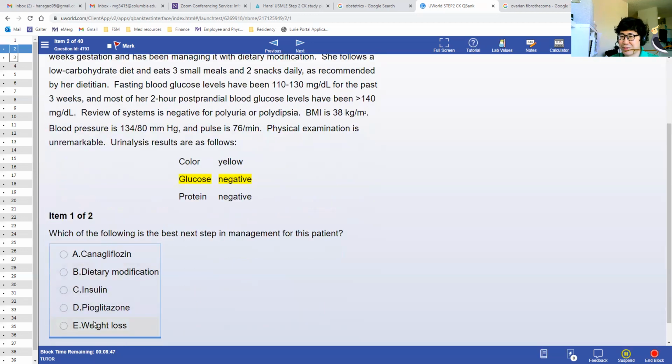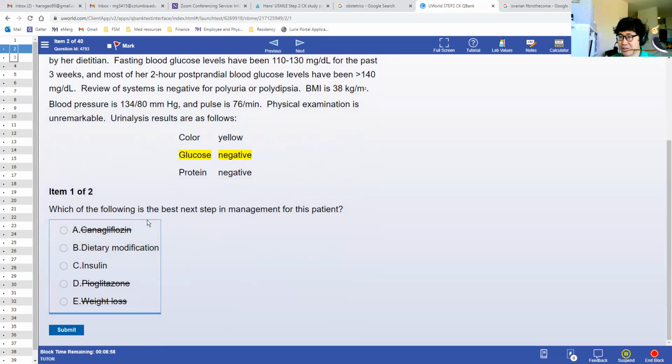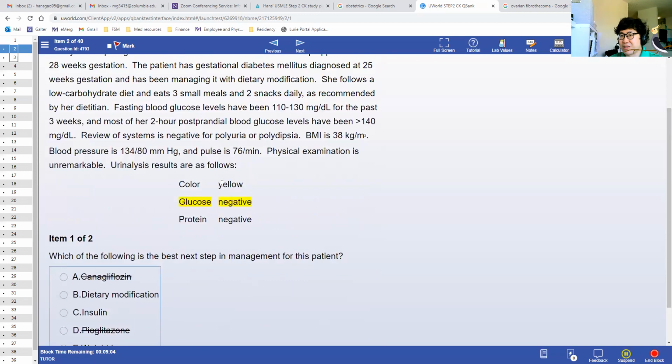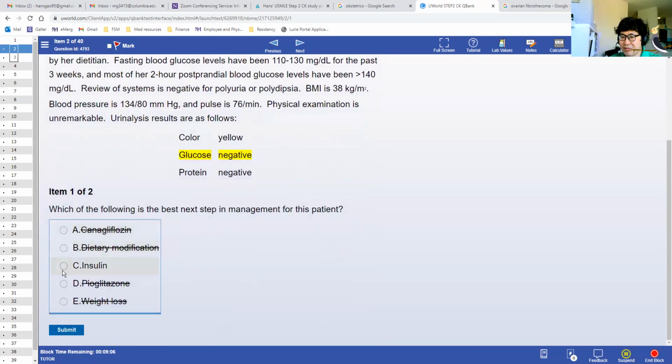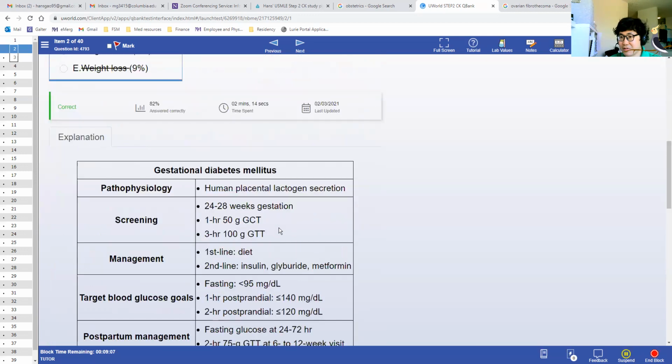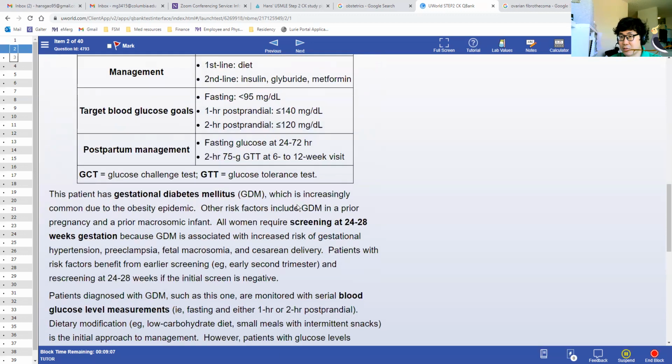Realistically, she's not going to lose weight. Pioglitazone, no, you don't use this for management of gestational diabetes. Canagliflozin, no. UTI risk is too high. It's also not an agent you use for gestational diabetes. She's already made some dietary modifications. I'm just going to go with insulin for this one. All right, and that is the right answer.